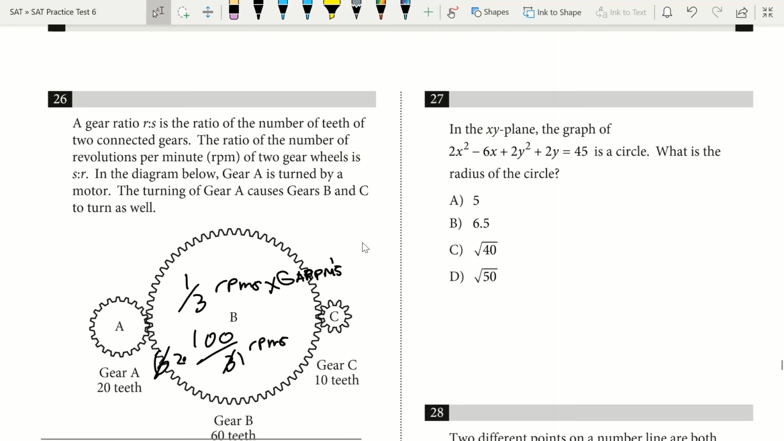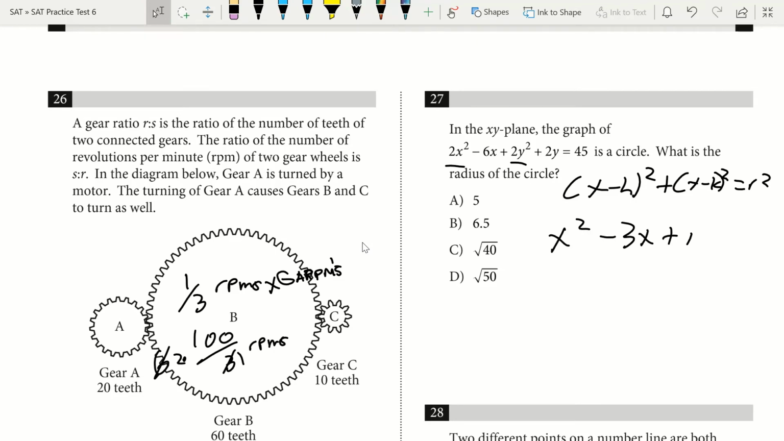In the xy plane, the graph of 2x squared minus 6x plus 2y squared plus 2y equals 45 is a circle. What is the radius of the circle? All right, well, we know a formula for a circle is going to be x minus h squared plus y minus k squared equals r squared. We see we have 2x squared and 2y squared, so we have to divide this whole equation by 2. When we do that, we will get x squared minus 3x plus y squared plus y is equal to 45 over 2.